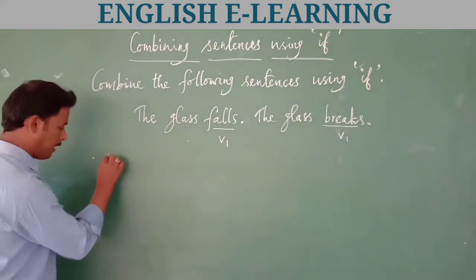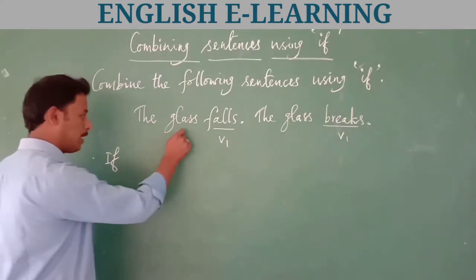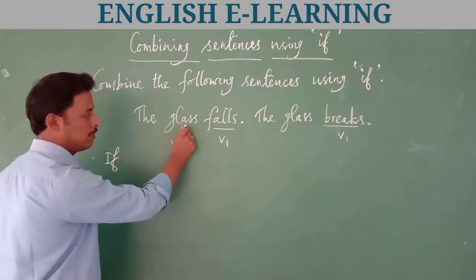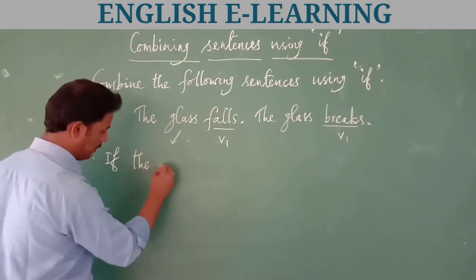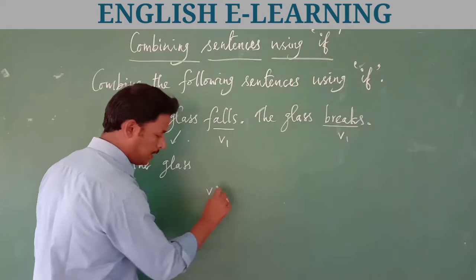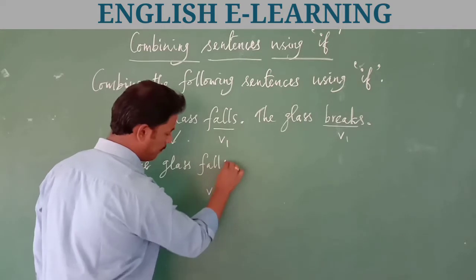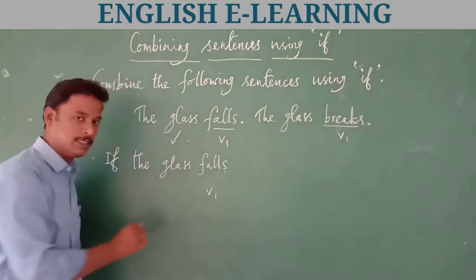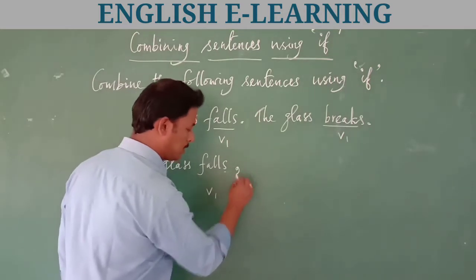First step is we have to add the subordinating conjunction if. And then we have to write the subject here. Who is the subject here? The glass, because it is the doer of the action. So the subject is if the glass, and then we have to apply present simple. The verb used here is present simple, so use the same verb. If the glass falls, we have to add s here because the subject is singular, so the verb should be singular also. Right. And then use comma.